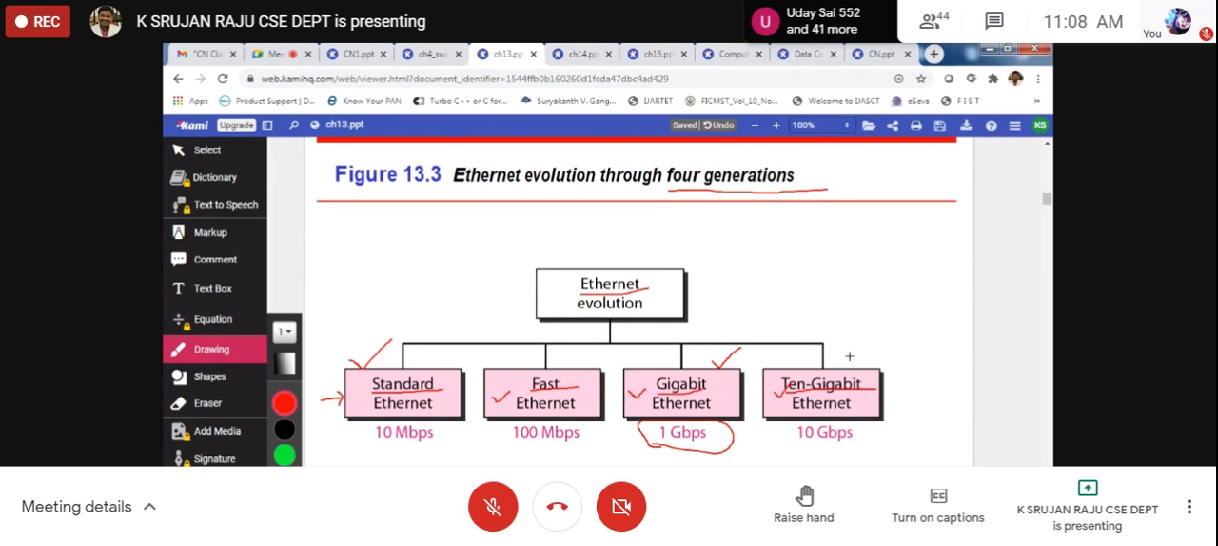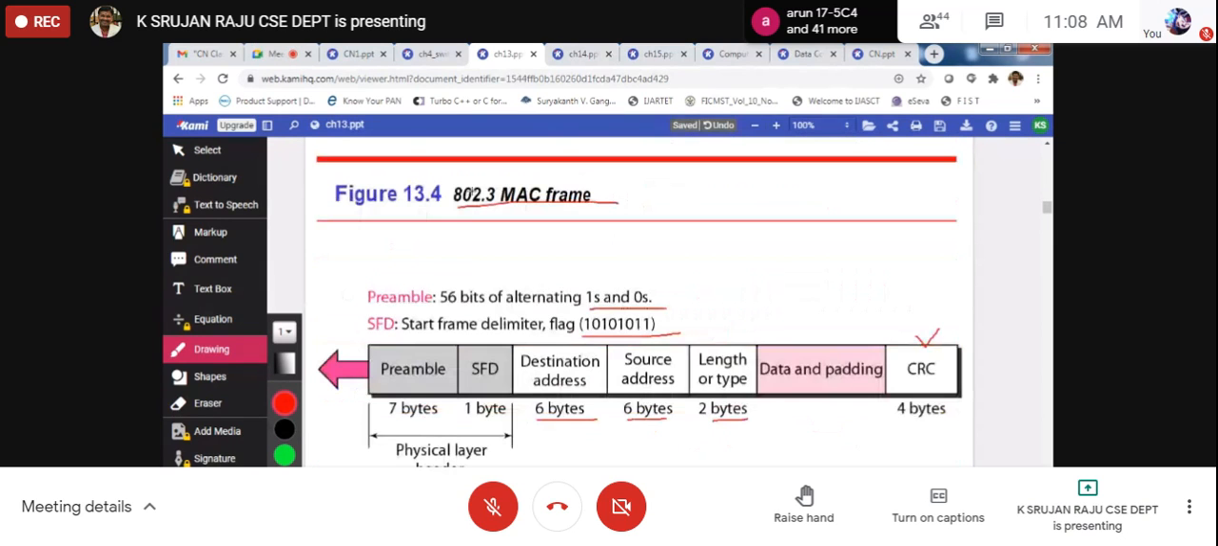Dear friends, when you enter the field, maybe you will see 10 gigabit, but as of today we are limited to 10 Mbps, 100 Mbps, and 1 Gbps speeds, and 10 Gbps is what we are going to achieve. Now in these 4 generations, the data is exchanged in the form of frames. The frame we are going to talk about is 802.3, which we call Ethernet.